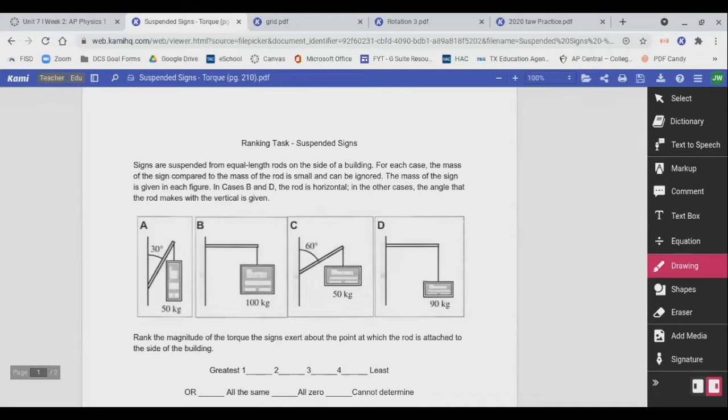B. B, absolutely correct. So here, theta is 90 degrees, so the sine of the angle is going to be 1. We're not worried about it. And they all have the same length of rod, so the radius is the same. Now we're just looking at the force, and 100 kilograms is the largest and it's at 90 degrees.